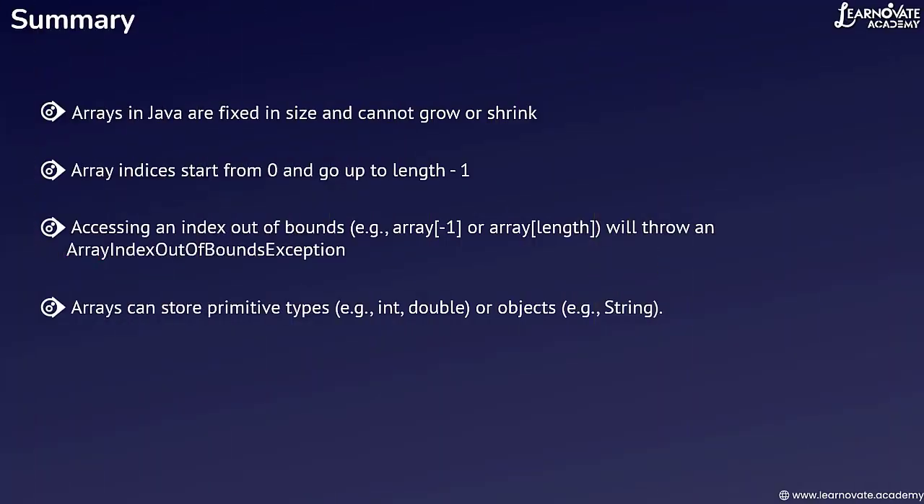So in this lecture, we have seen how to declare, initialize, and assign values to a one-dimensional array. Arrays in Java are fixed in size and cannot grow or shrink. Once we initialize an array with a specific size, the size of the array cannot be changed. The array indices start with 0 and go up to 1 less than the length. Accessing an index out of the bounds, say for example using a negative value as an index or an index value which is equal or greater than the length of the array, will throw an array index out of bounds exception. Arrays can store values of both primitive types as well as objects.